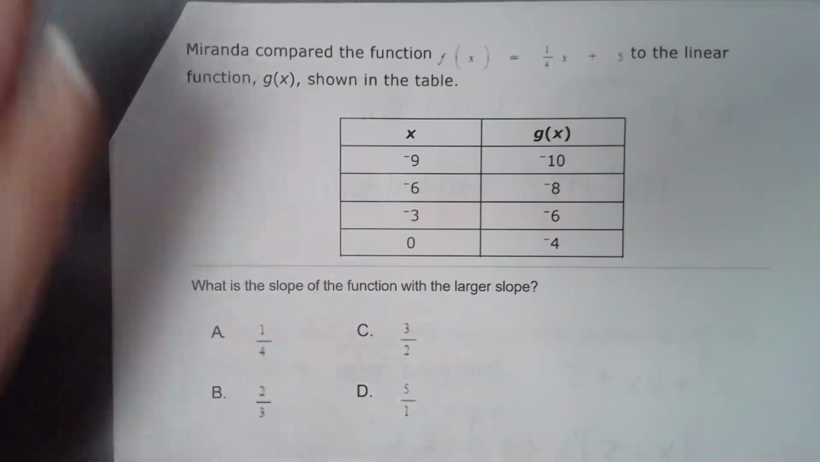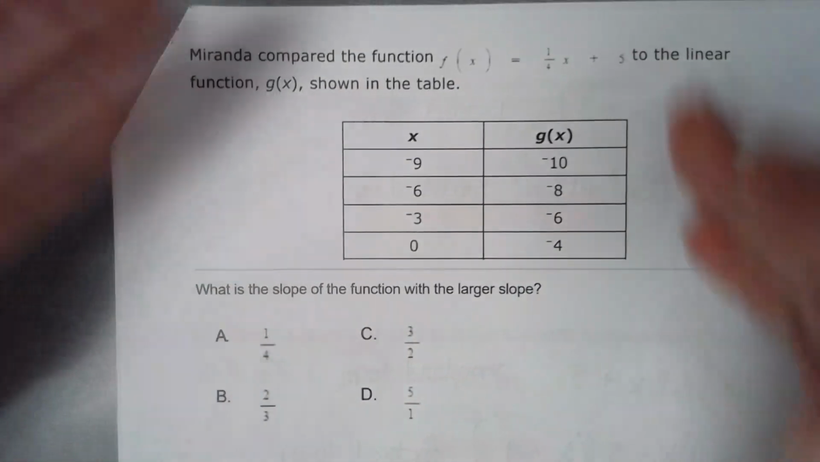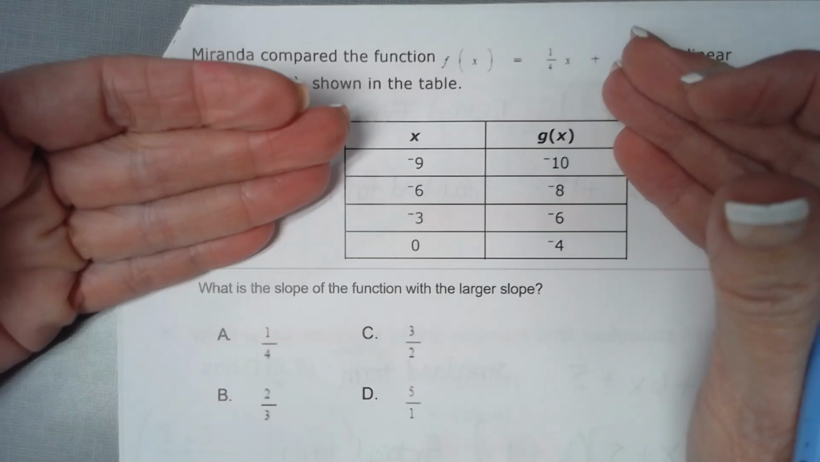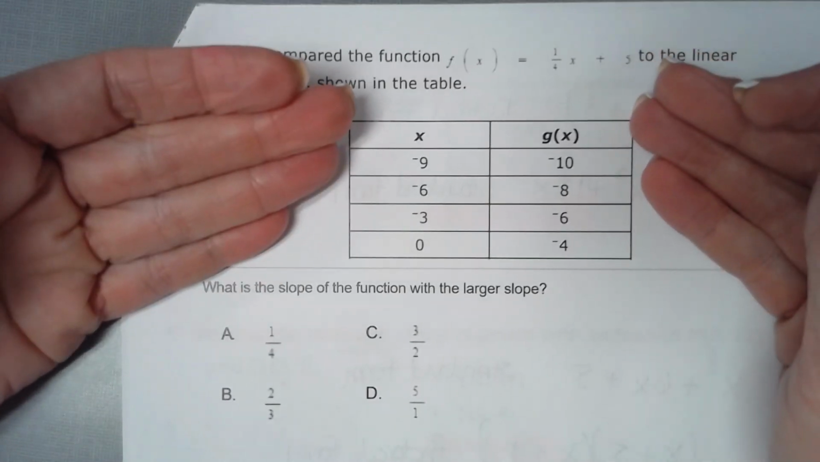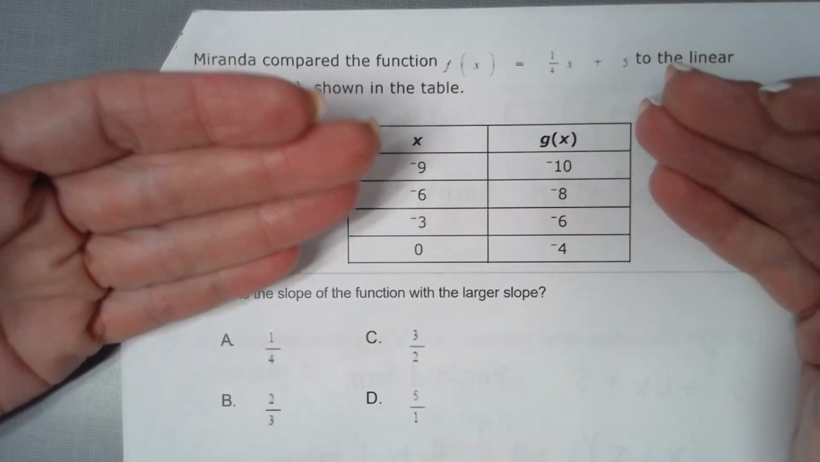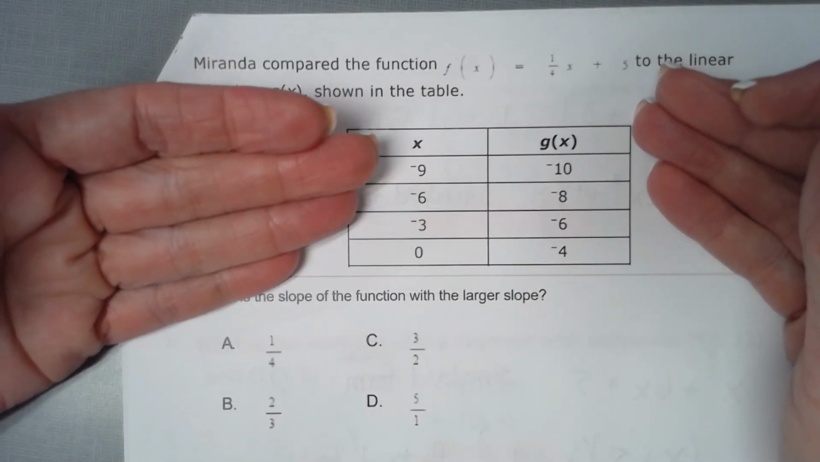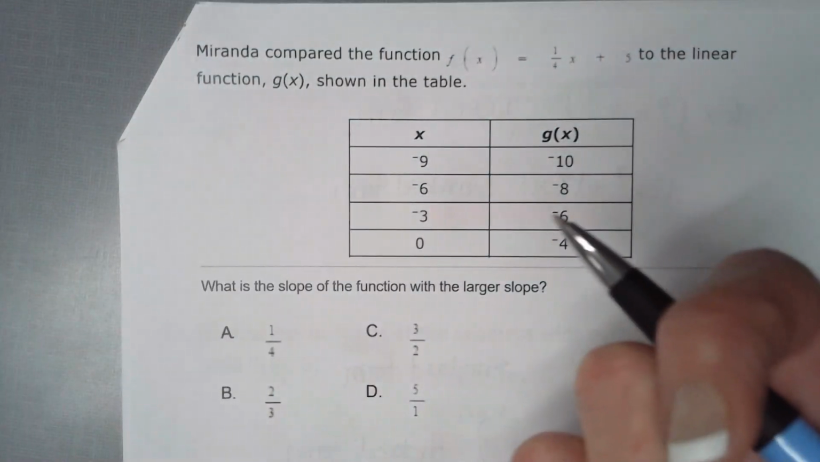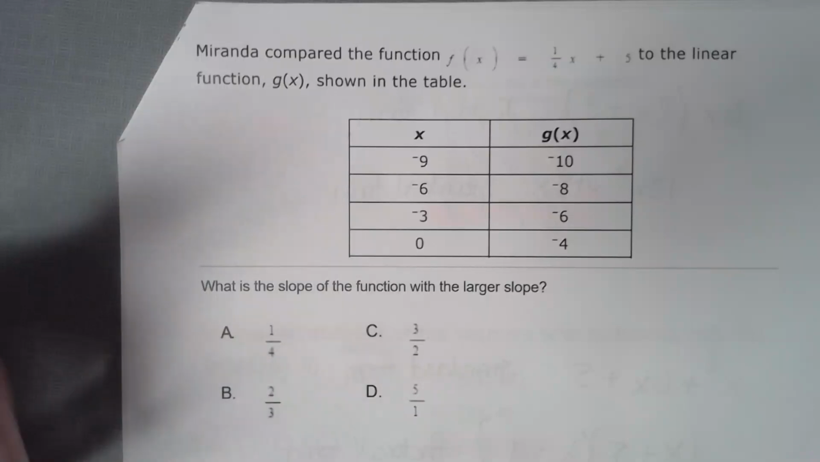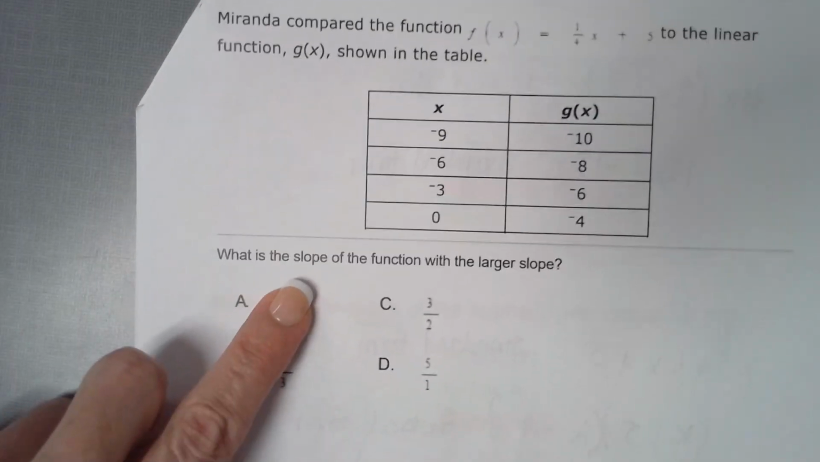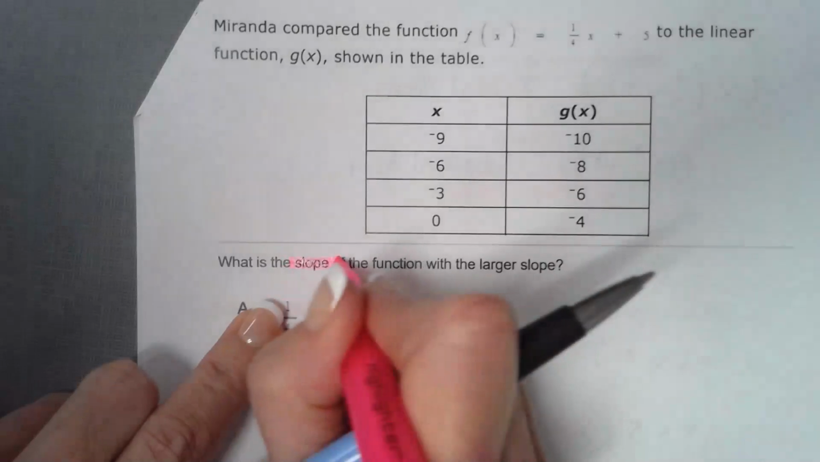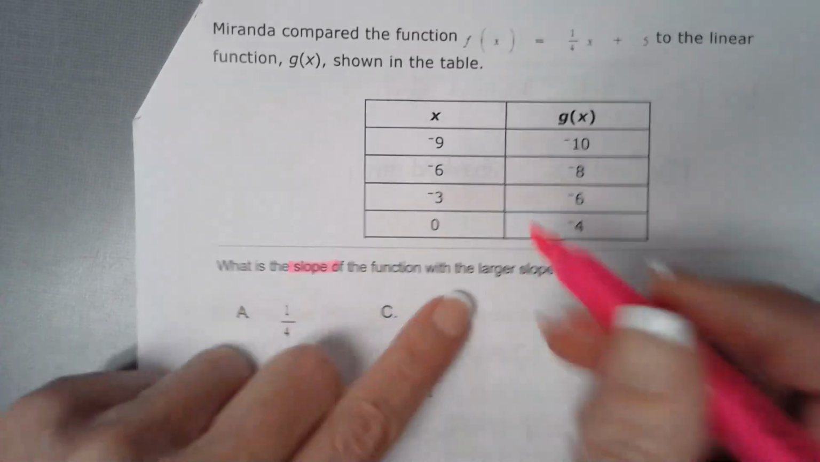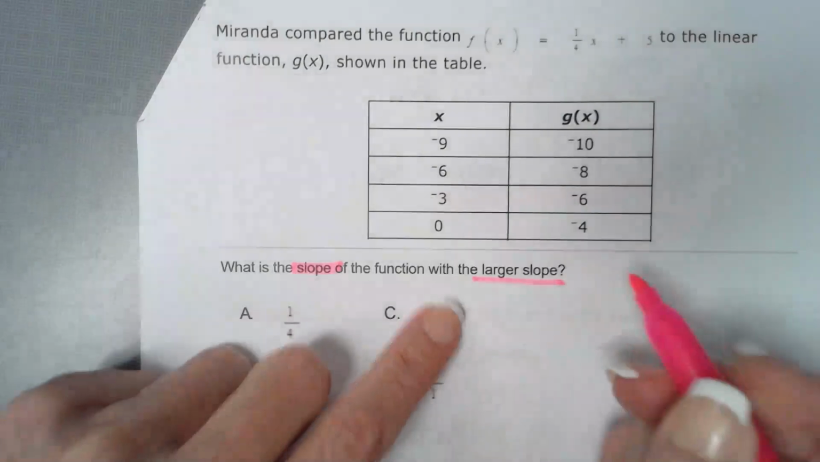We've got to find a key phrase here on what they want, because in a table you can find all kinds of things. In a table we can find slope, x-intercept, and y-intercept. In an equation we can find slope, y-intercept, and x-intercept. So what are they asking us to do? If you look, it says what is the slope of the function with the larger slope.